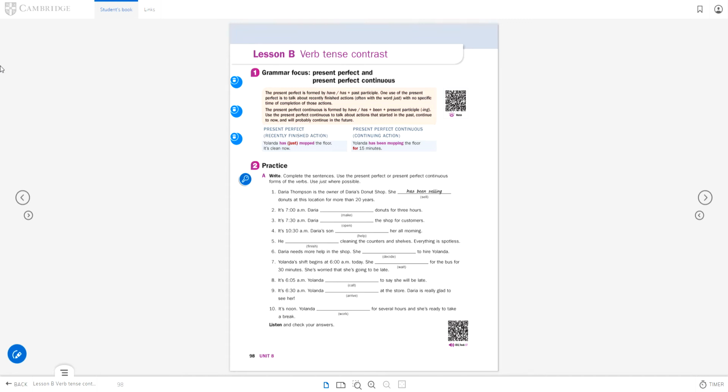So open your student book on page 98 and let's do some review on what we saw last week. Present perfect and present perfect continuous, and then we're gonna practice some exercises, okay? But first, I need you to open your book, your student book, the textbook, page 98, and let's take a look at present perfect and present perfect continuous. Open your book.